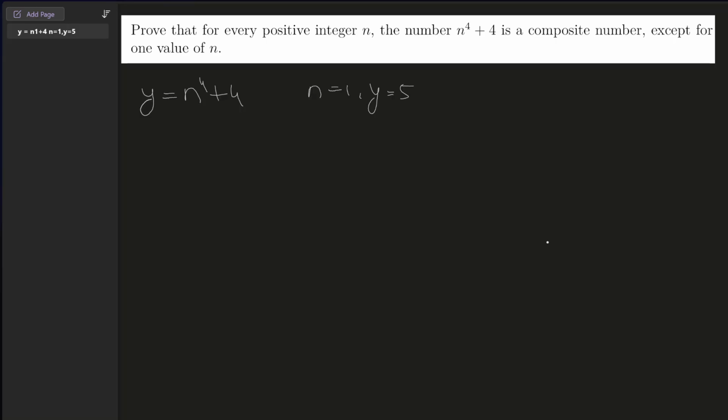So there might be various methods to do it. I thought of this method, which I find pretty easy, not too many concepts being used. So what I am going to do here is that we basically have to prove that for every natural number n which is greater than 1, basically 2, 3, 4, 5, 6, and so on, this number y will be a composite number. So let's take two cases: when n is odd and when n is even. Let's take n as even as the first case.